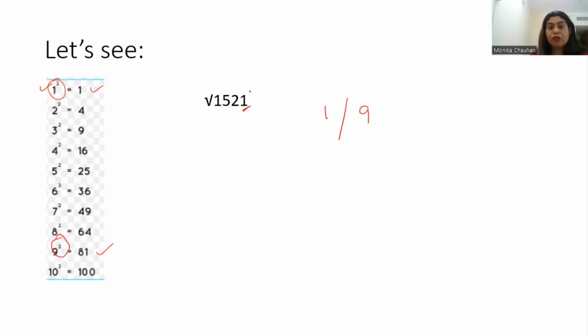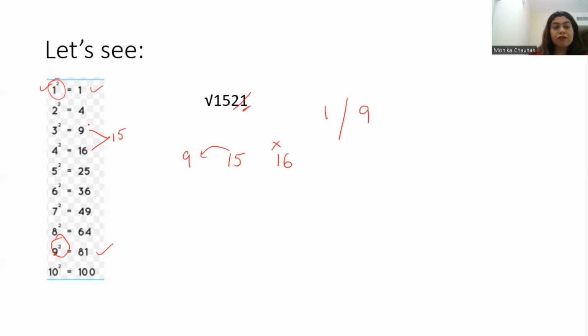Next step, you cancel the last two digits. You have to cut the last two digits. Now the number with you is 15. You have to find out which two squares this number is between. Check the squares. It is between 9 and 16. 15 is less than 16, the next number, so we will not take 16. We will take the number which is less than 15, which is 9.